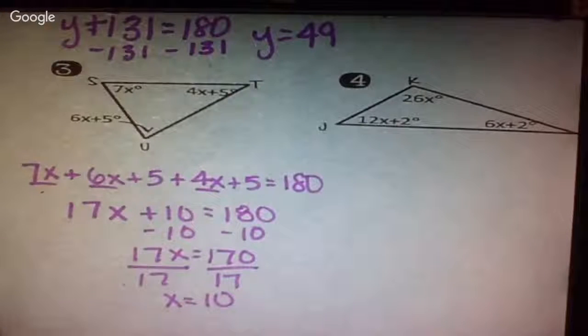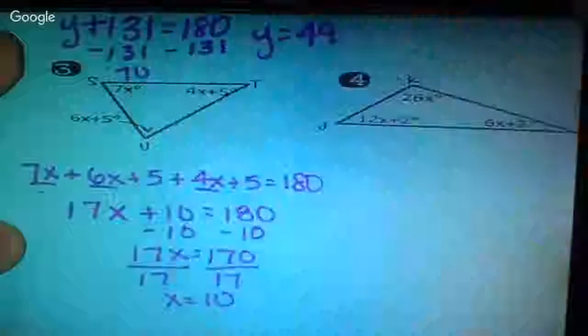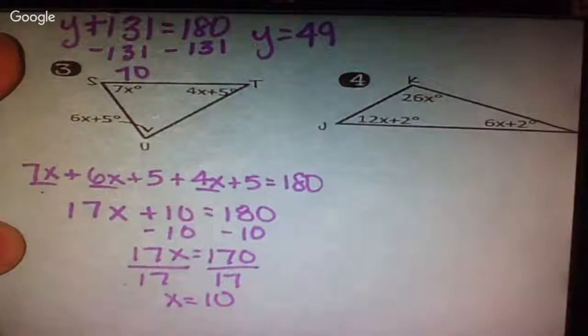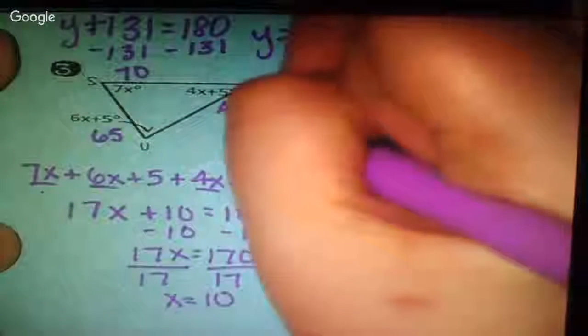Okay, so that means S should be 70. U should be 65. T should be 45.